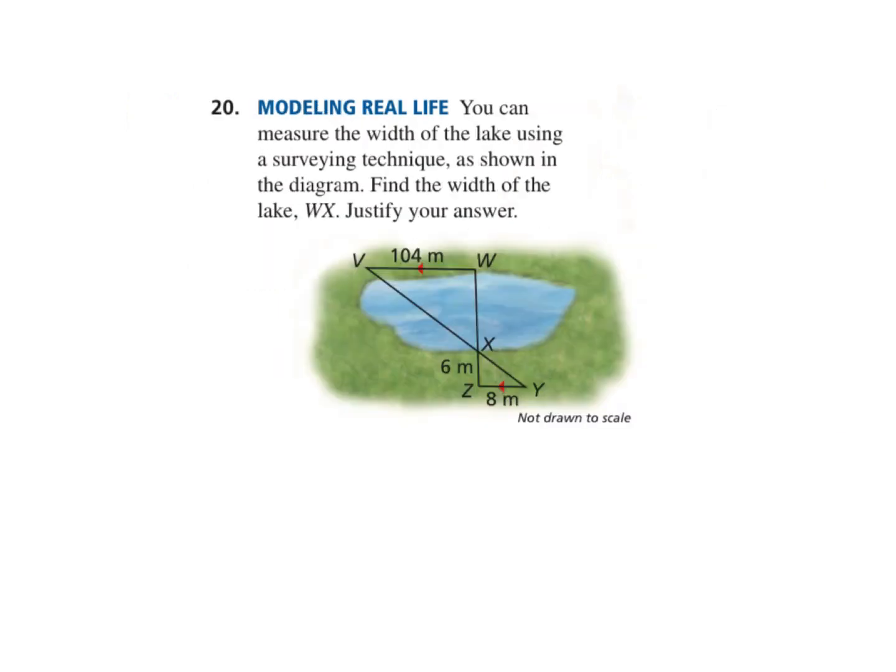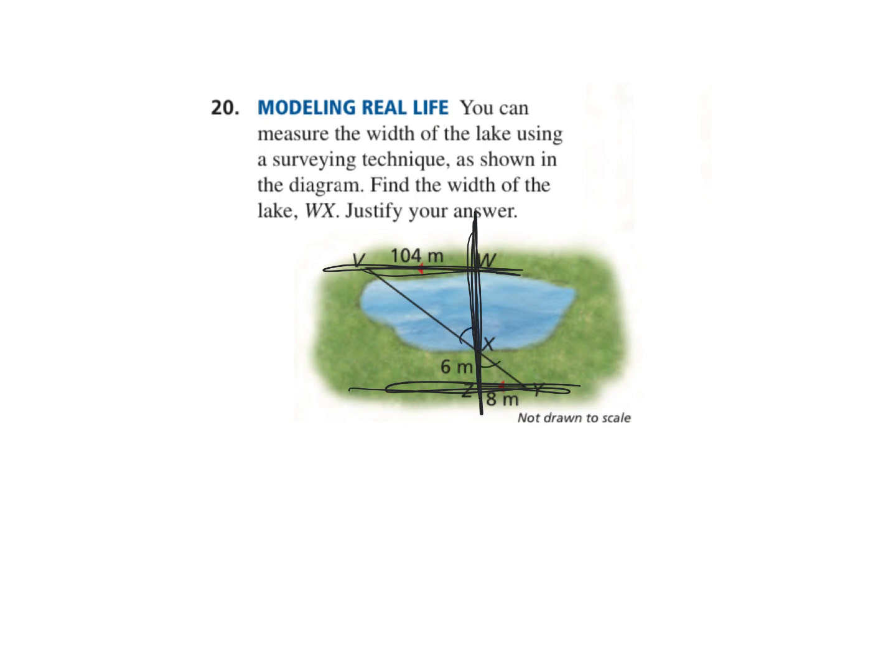Modeling real life. You can measure the width of the lake using a surveying technique as shown in the diagram. Find the width of the lake, WX. Justify your answer. So you can do this along with some trigonometry once you get to trig. Trig is much faster, but you can do it as well with this, all right? So now you have two parallel lines, notice that, cut by transversals. So the point is you're trying to show similar triangles.